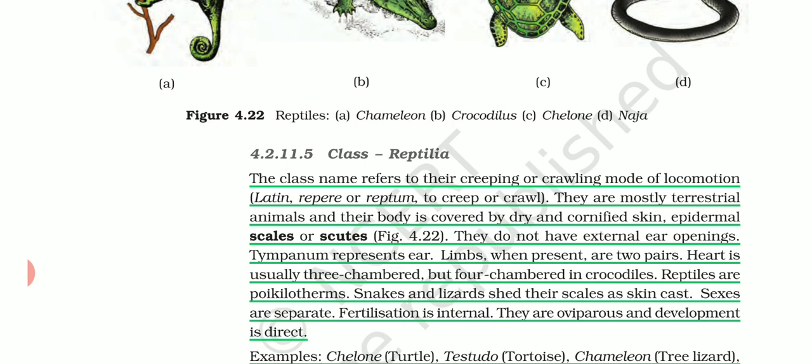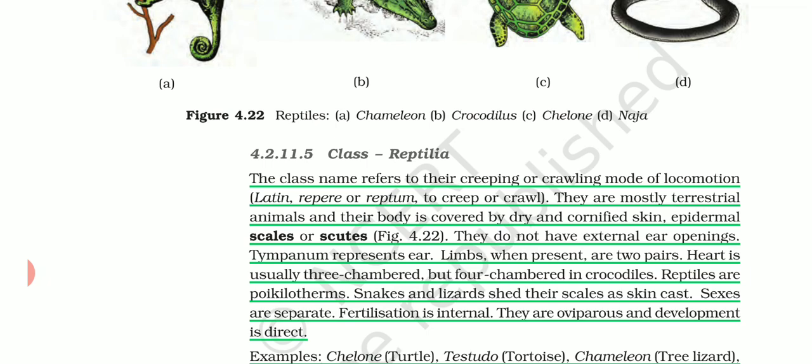They do not have any external ear openings. Like we have studied in amphibians, there was a tympanum. So the tympanum represents the ear, but in reptiles there are no external ear openings. That's why they can't even listen. There is just one membrane present and they again have two pairs of limbs. The heart is three chambered, but there is one exception: crocodiles have a four chambered heart.